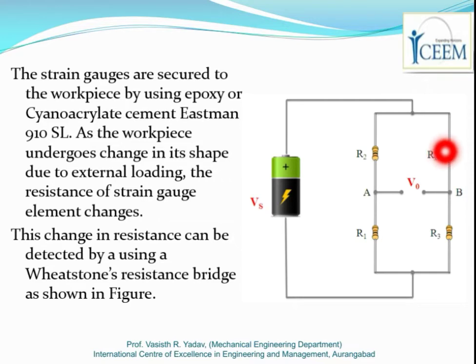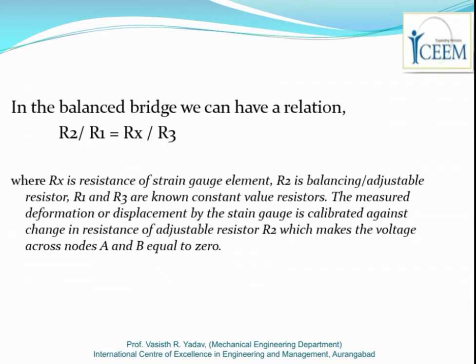The change in resistance is to be calculated by the Wheatstone bridge. So we can say that for the balanced bridge, we have the relation R2 by R1 equals Rx by R3, where Rx is the resistance of the strain gauge. Rx is nothing but the resistance of the strain gauge, and we know that this resistance change occurs due to the change in linear dimension of our workpiece.